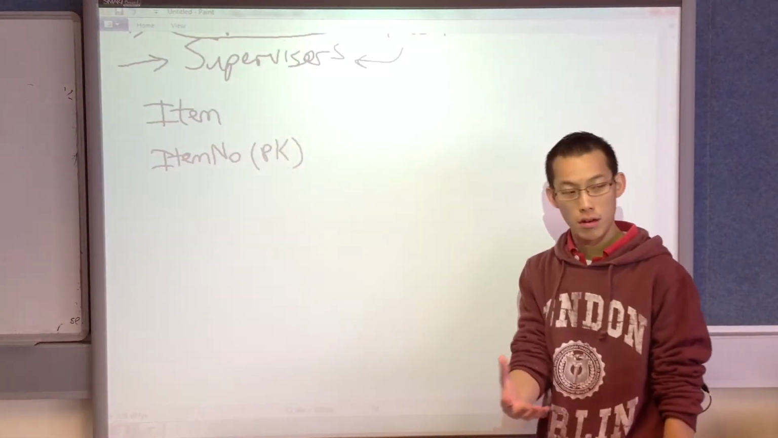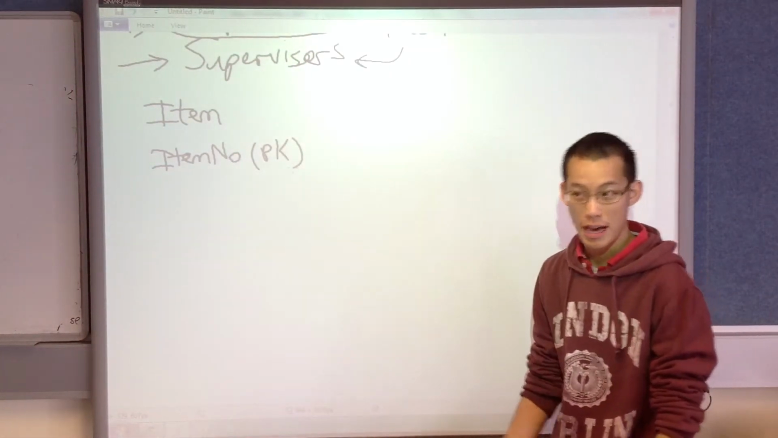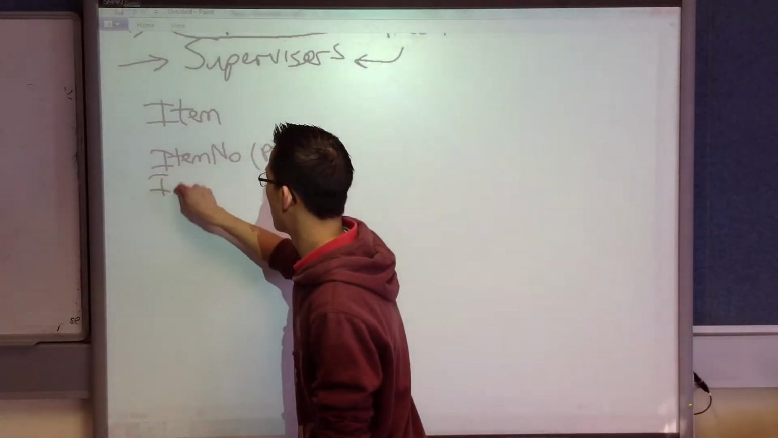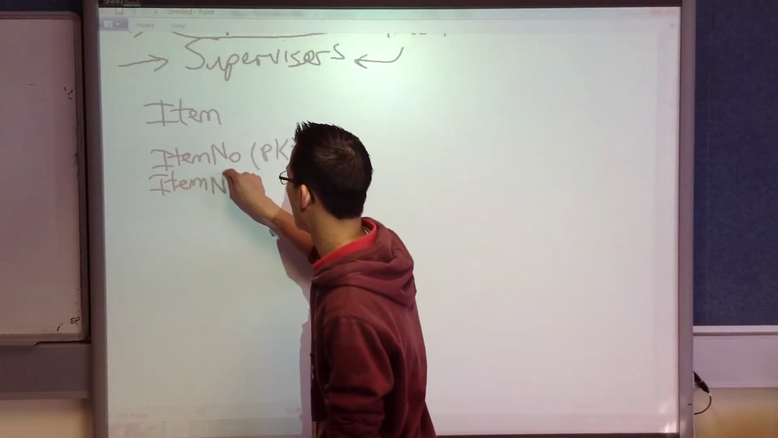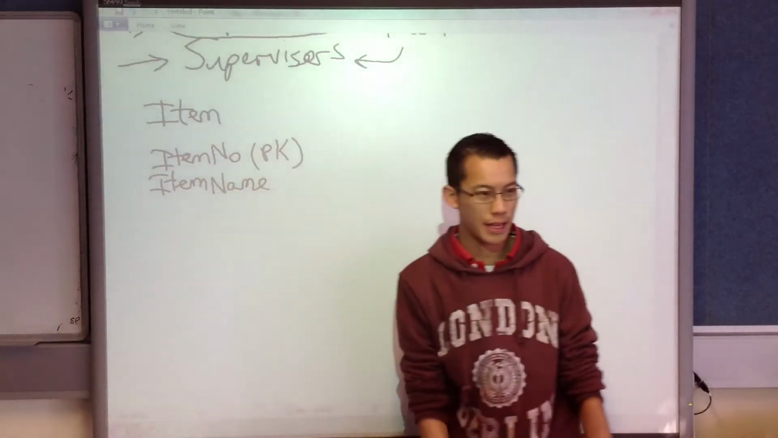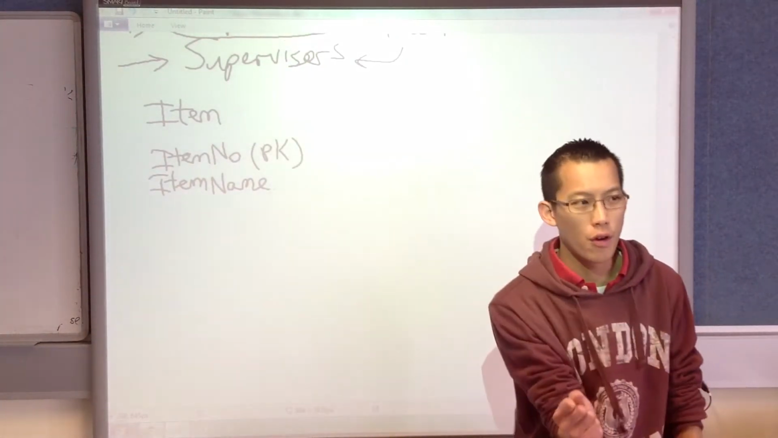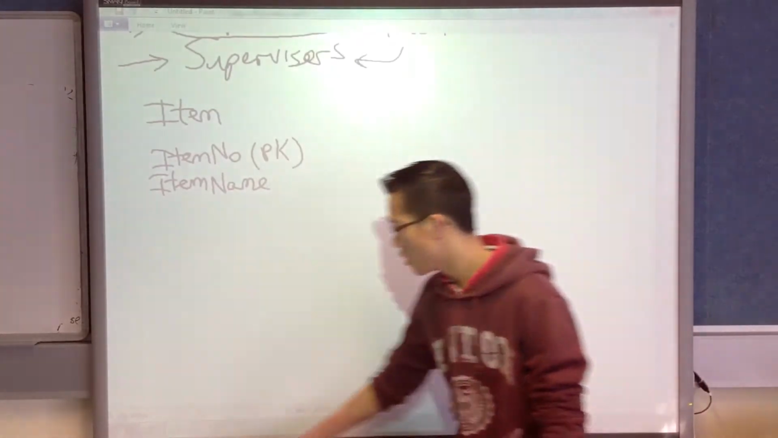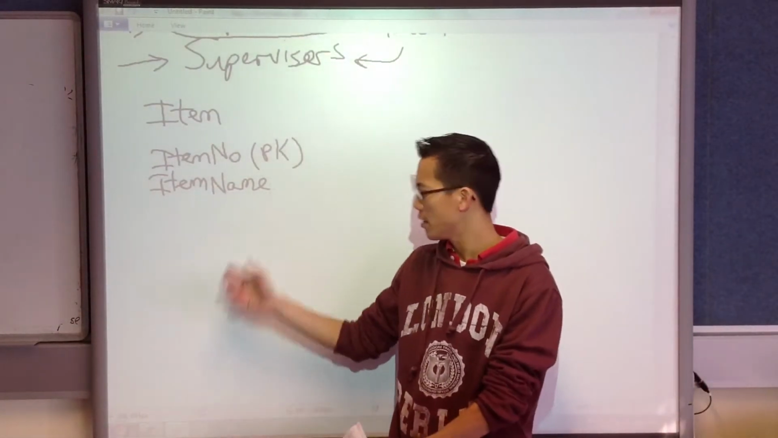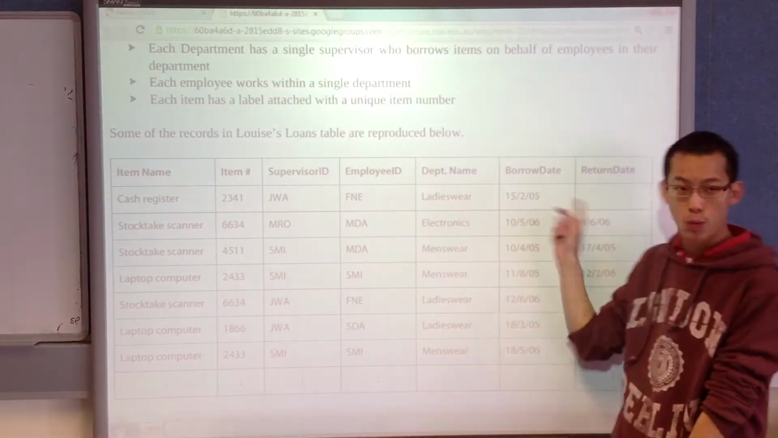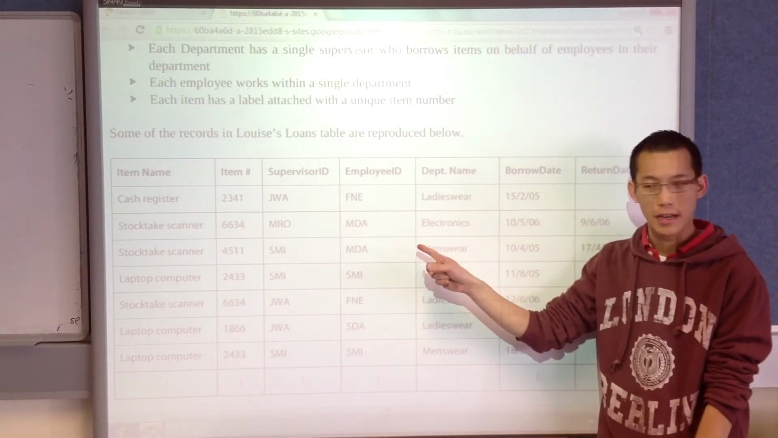But I also know, what else do I know about it? An item name. Okay, that's it. Now, some of you thought I need to put more information here, right? Because I think I know other stuff about items, right? For instance, I know stuff about like when it's borrowed and who's got it, okay?